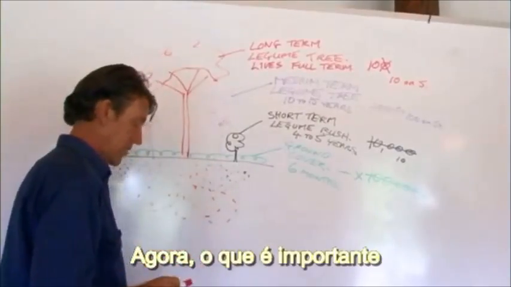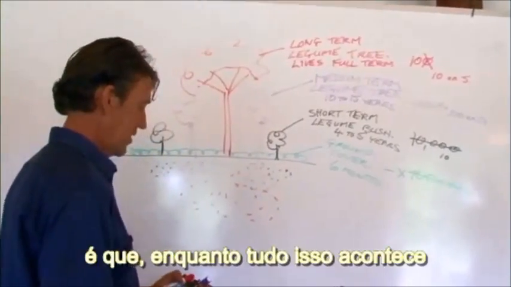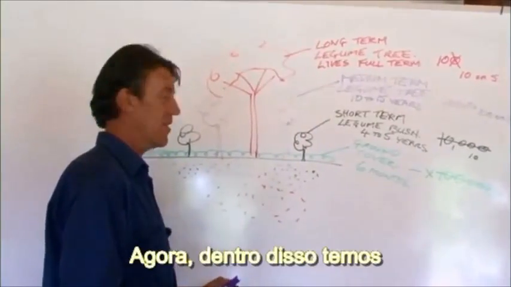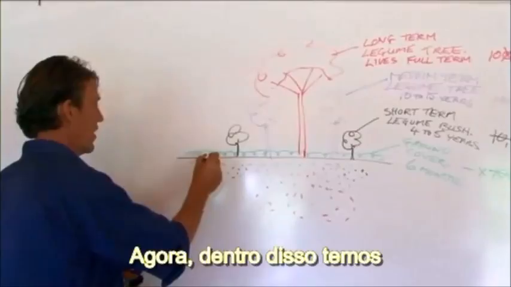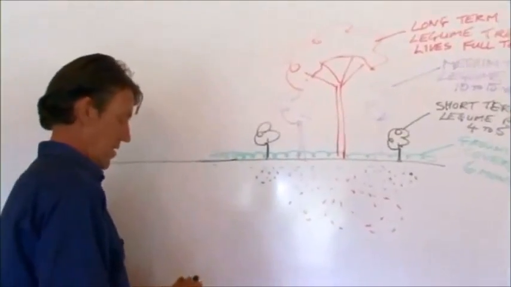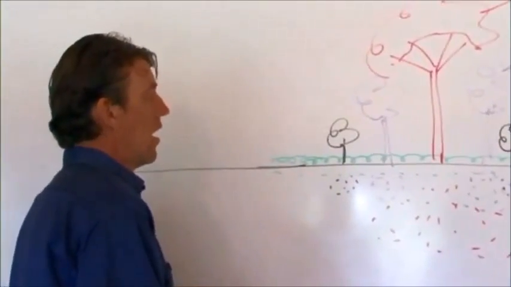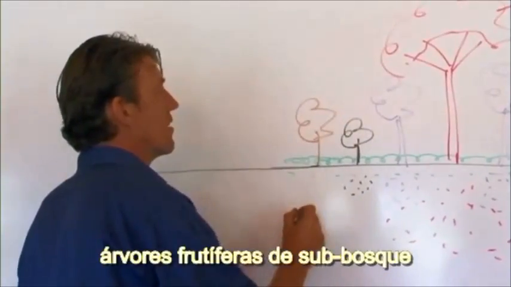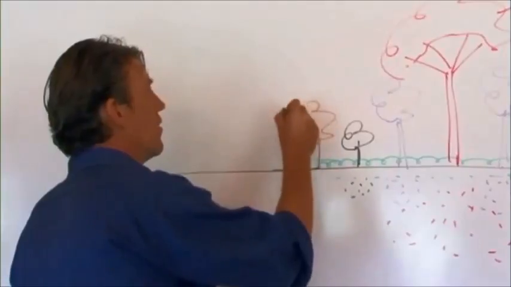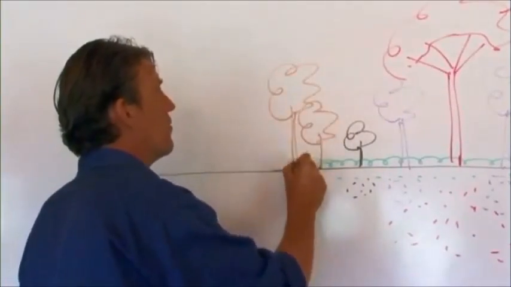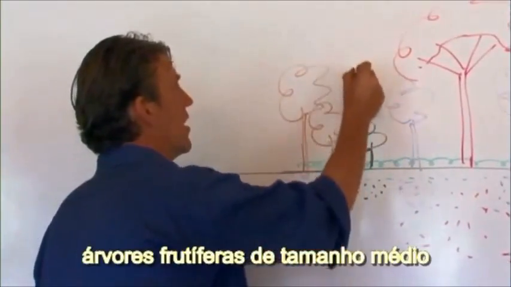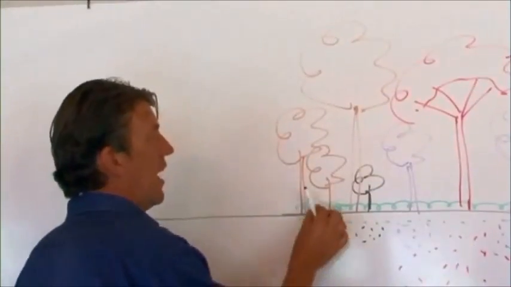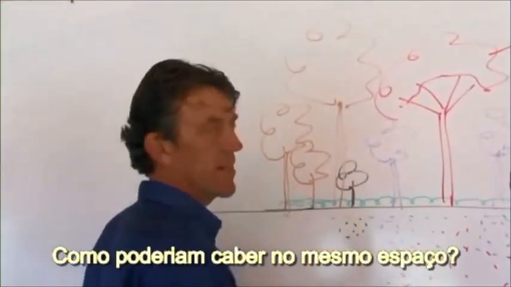Now what is important is that while all this has been going on, so have the fruit trees. So inside this, we've had understory fruit trees, medium-sized fruit trees, and some overstory fruit trees. How can they possibly fit in the same space?